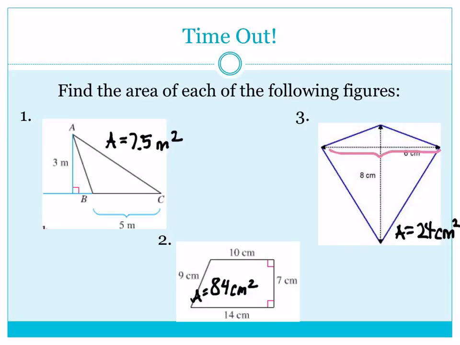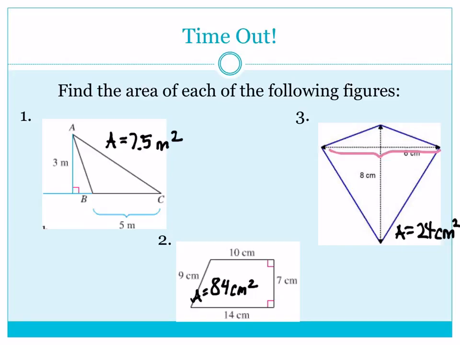Number 2, which is our trapezoid at the bottom, is to average the two bases together. So if you added the 10 plus the 14, you'd get 24, and half of 24 would of course be 12. So the average base length is 12, and then 12 times 7, which is the height over here on the right-hand side, would be 84 square centimeters.